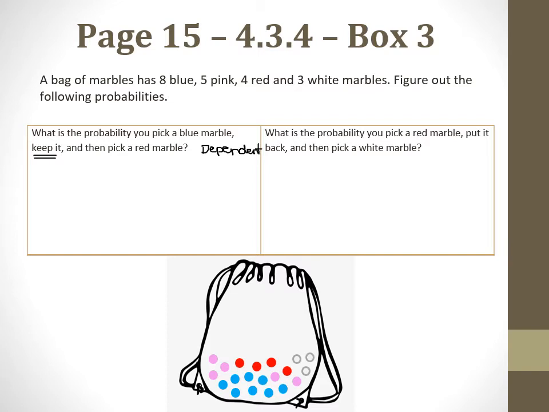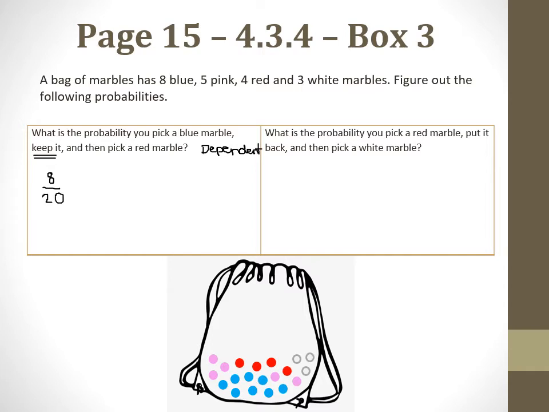So you'll have to watch out for the denominator or the number of possible outcomes changing when we go to do our second probability. So the first part is pretty easy to figure out. It's asking what is the probability that you pick a blue marble? Well, there are 8 blue marbles in the bag, so there are 8 possible blue outcomes out of 8 plus 5 plus 4 plus 3, 20 marbles total in the bag right now. So if I pick a blue marble, that is an 8 out of 20 chance.